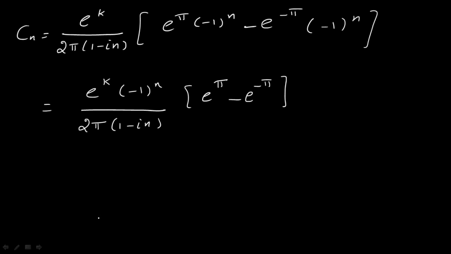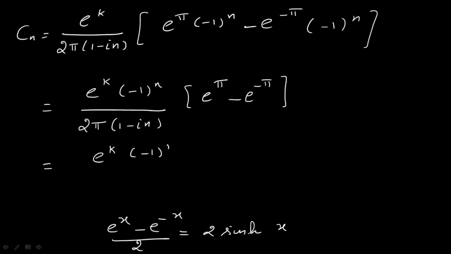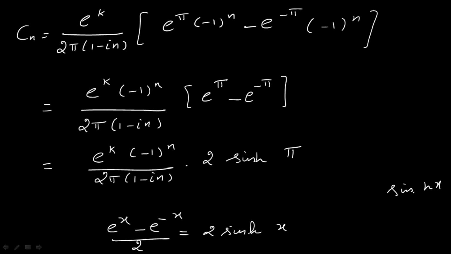You know already e power x minus e power minus x, whole divided by 2, is nothing but the hyperbolic sine of x. So e power x minus e power minus x is 2 times the hyperbolic sine of x. Okay. So I have to replace this by e power k times minus 1 whole power n over 2 pi of 1 minus in of twice hyperbolic sine of pi. So instead of x here, this is hyperbolic sine. Okay, don't write this as sin hx. This is a circular function.